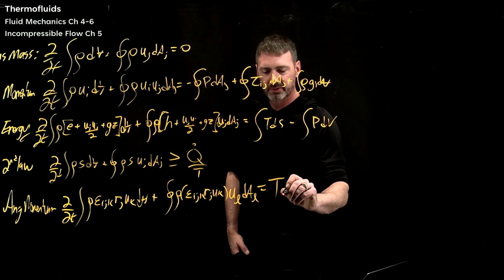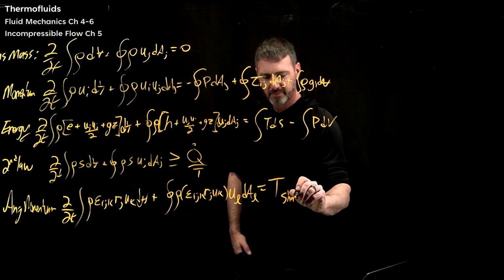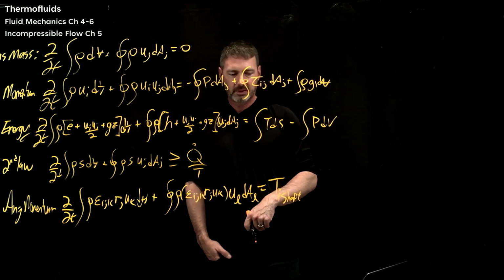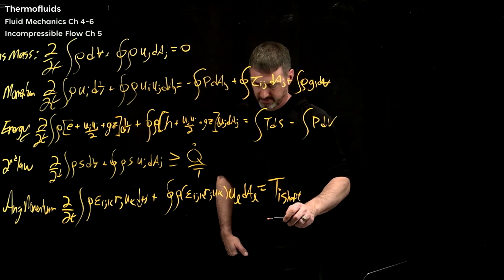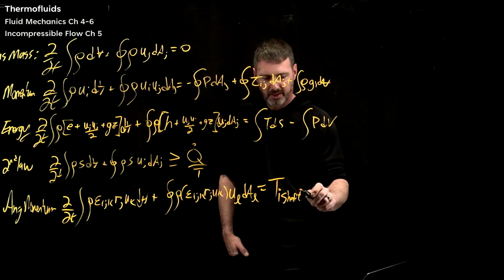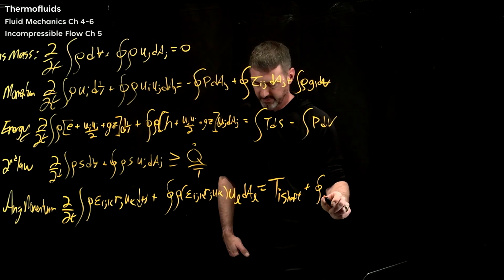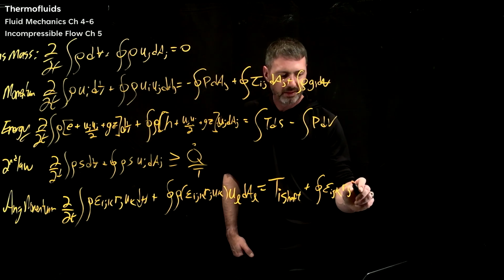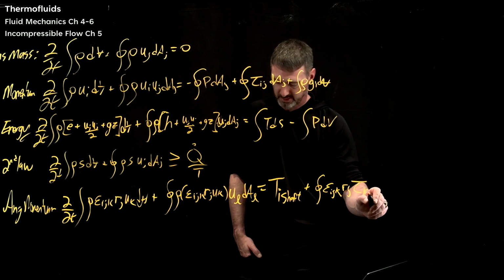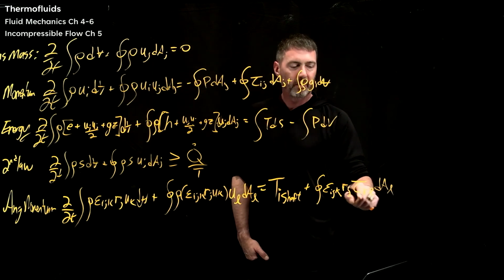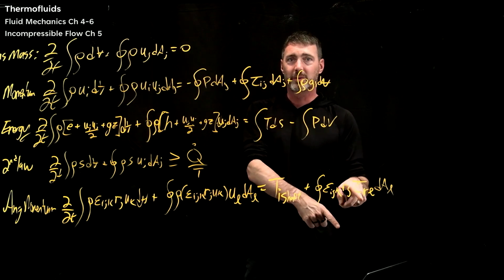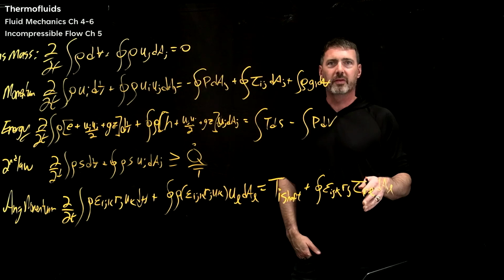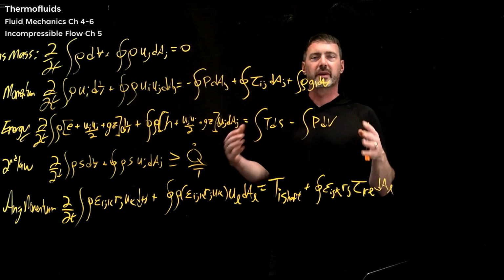This is going to be equal to a shaft torque, which would be a vector, and then you can have epsilon ijk rj tau kl dAl, the stresses that are adding to the torque. So it shows you the power of index notation. I know this might have looked like a lot, but this is actually a very compact way.